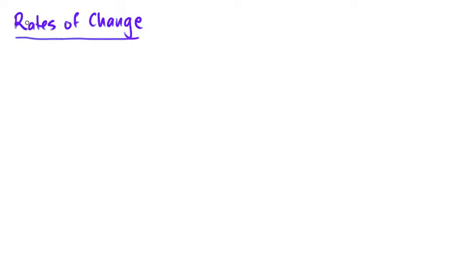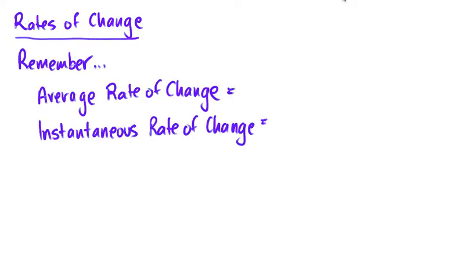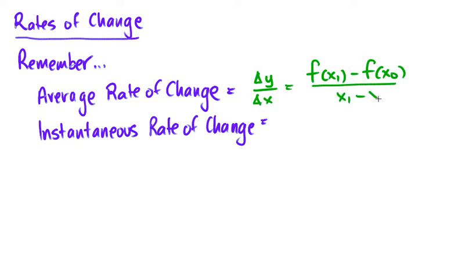Rates of change. Okay, so we've learned about two kinds of rates of change, the average rate of change and the instantaneous rate of change. The average rate of change is the change in the y compared to the change in x, or with function notation, the change between the two y values compared to the change in those two x values.